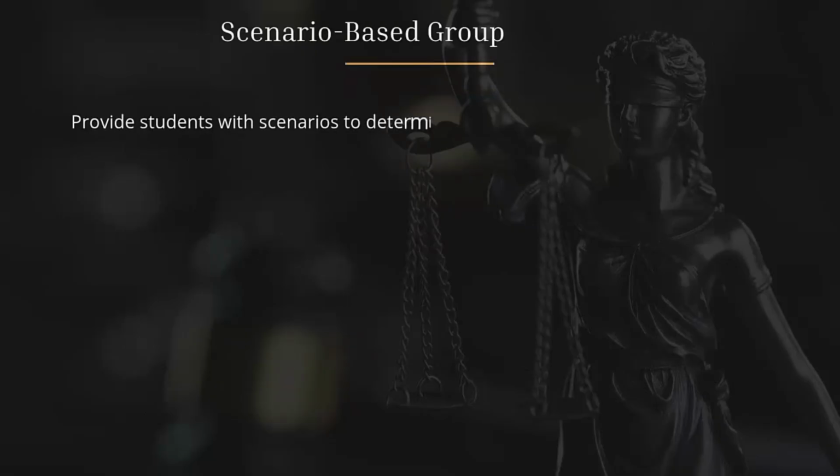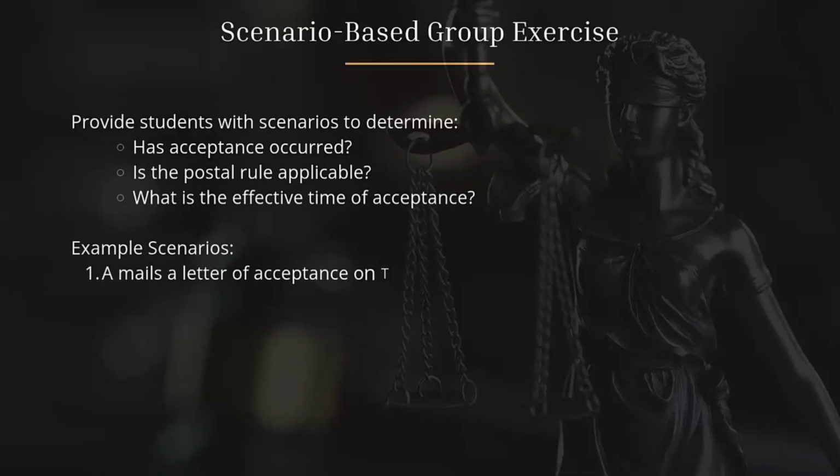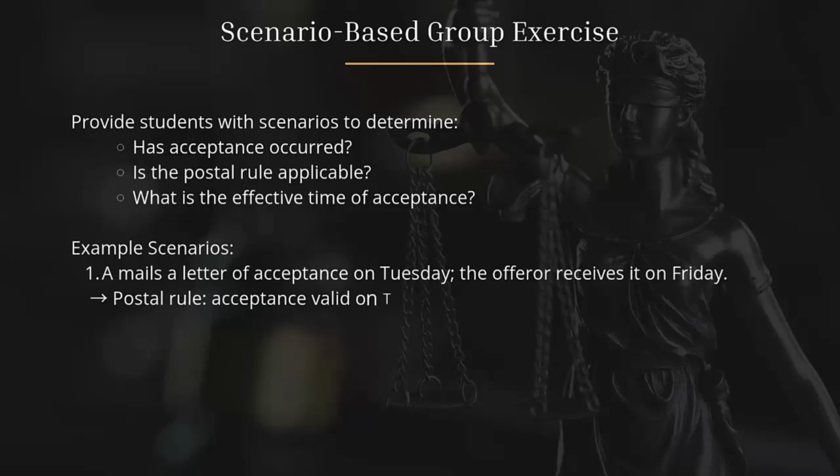Scenario-based group exercise. Provide students with scenarios to determine: has acceptance occurred? Is the postal rule applicable? What is the effective time of acceptance? Example scenarios. A mails a letter of acceptance on Tuesday. The offeror receives it on Friday.